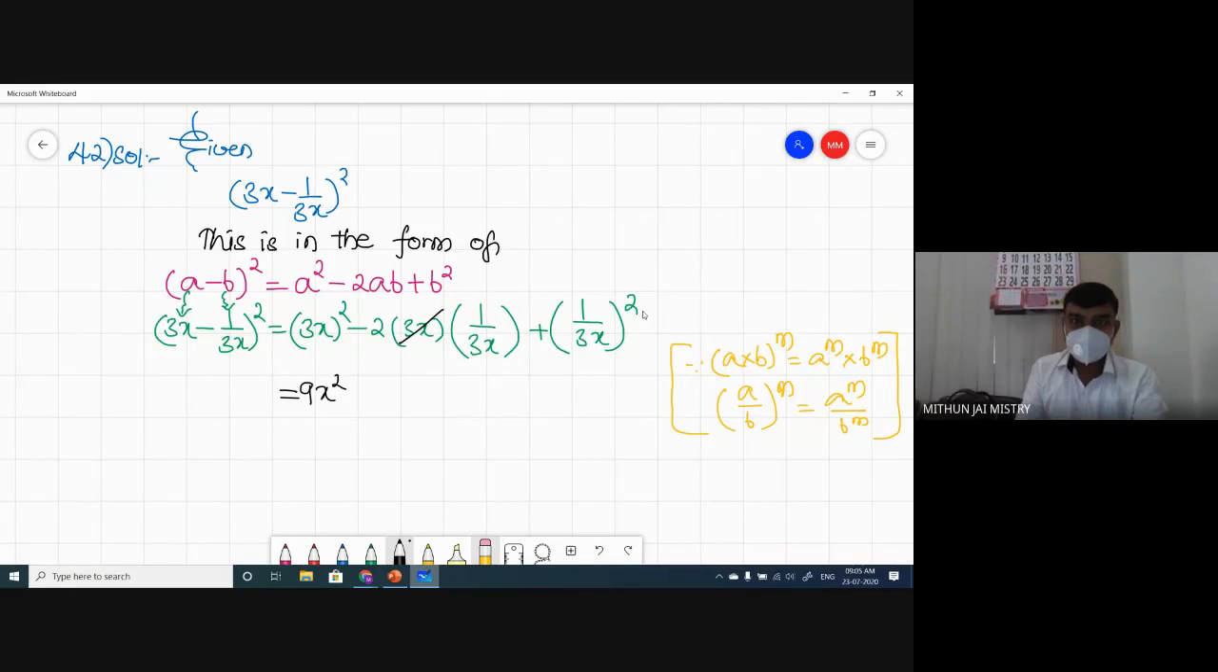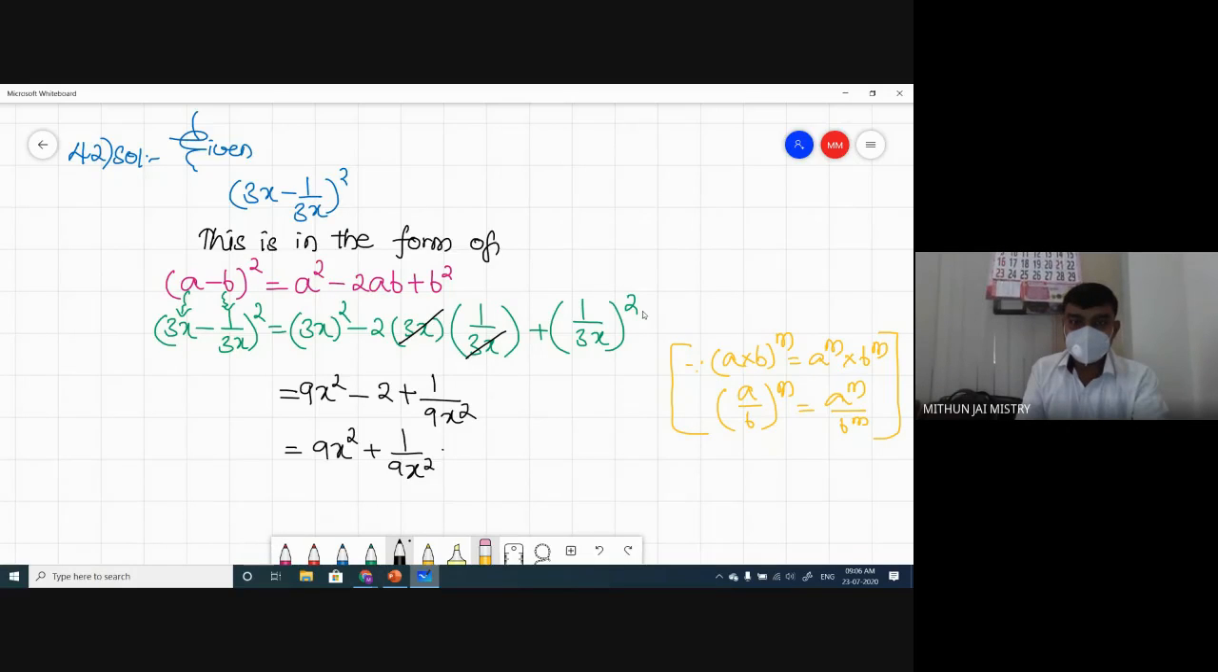Then here 3x and 3x will get cancelled. We are left with minus, respect the minus, 2 1 times, 2 1 times it is 2. Then we have plus 1 square is 1 upon 3 square is 9. Then after that x square will be as it is. So what are we getting? We are getting 9x square plus 1 by 9x square.